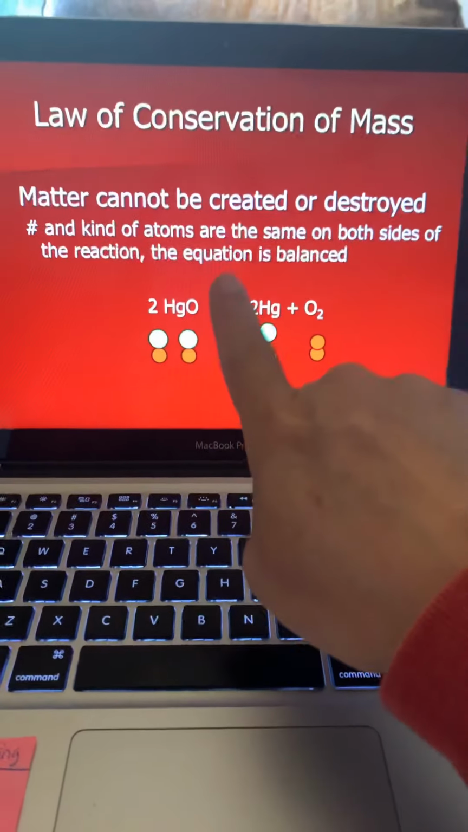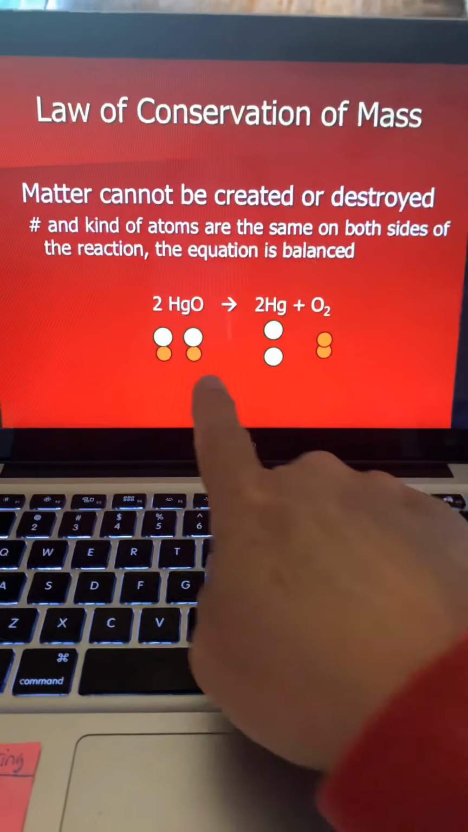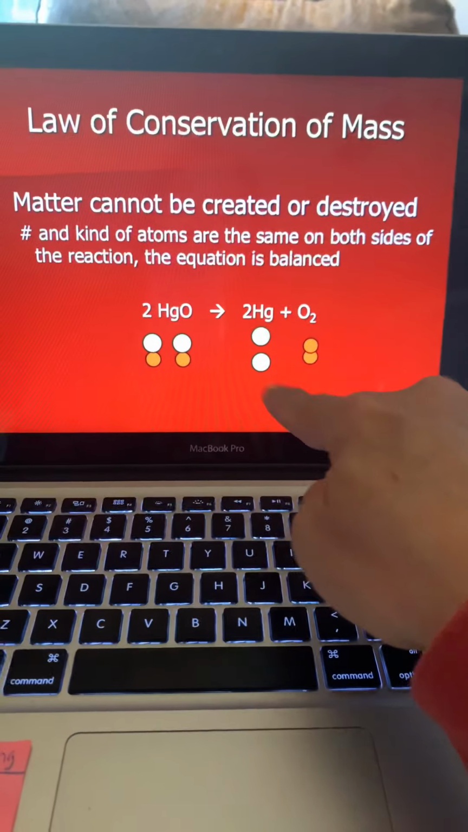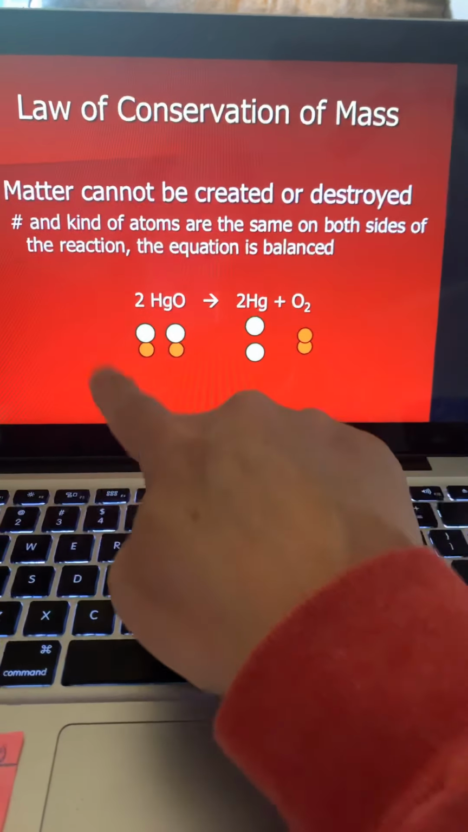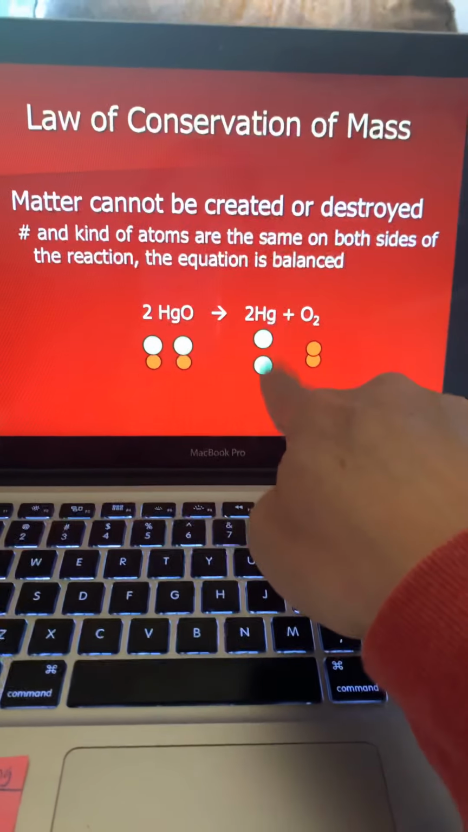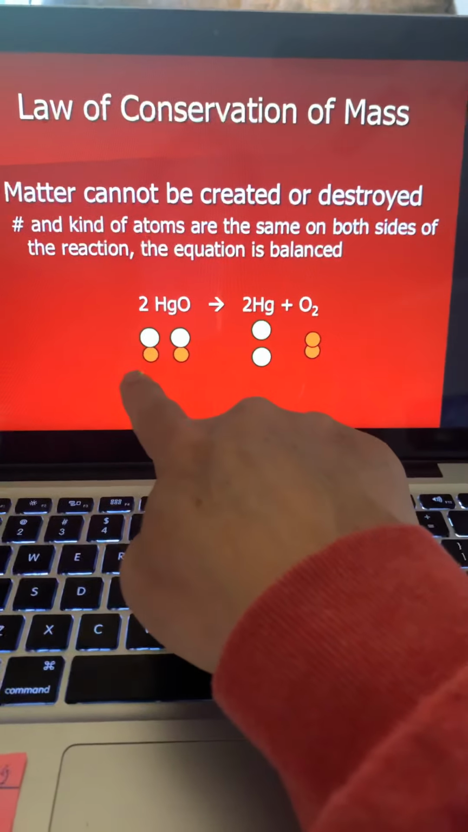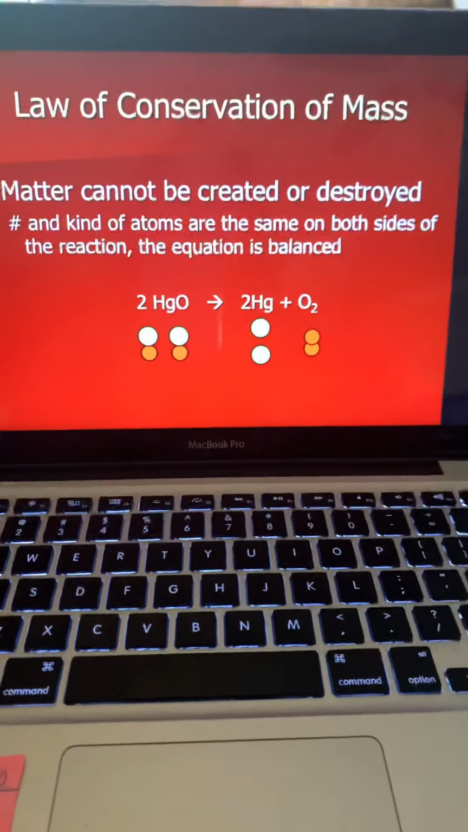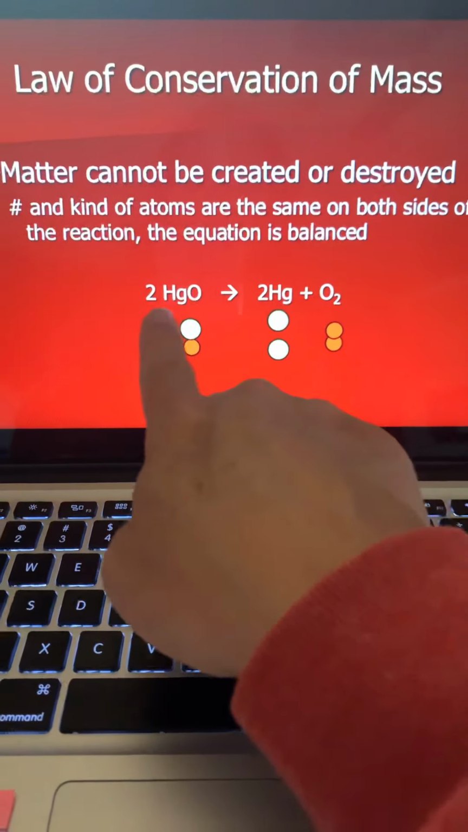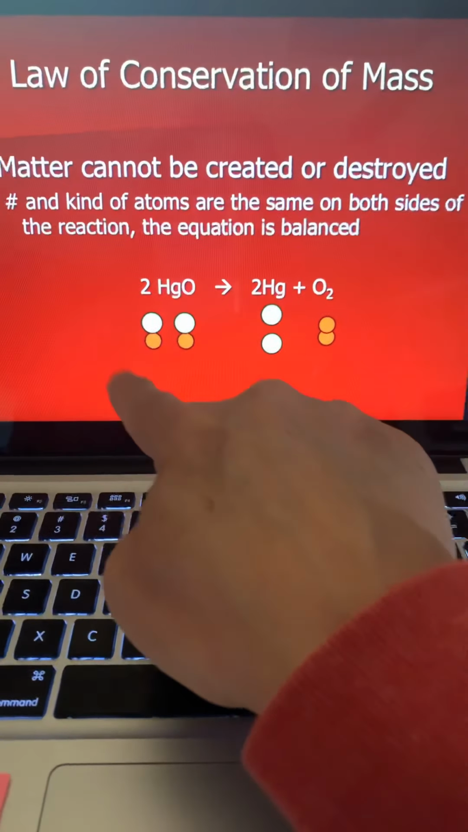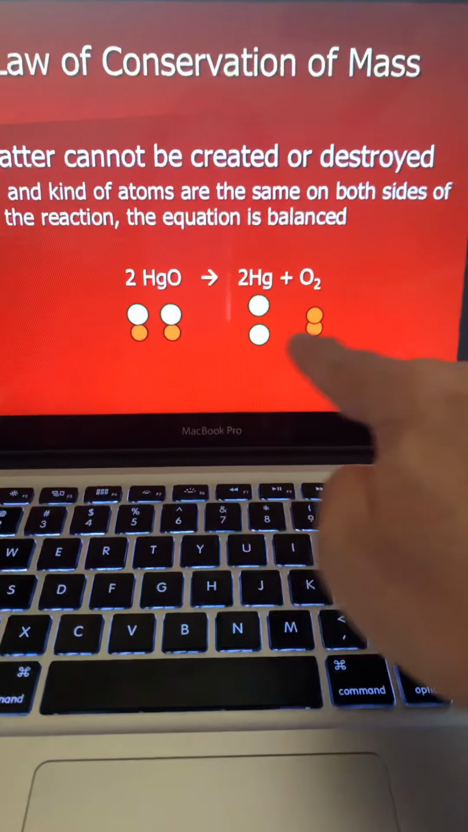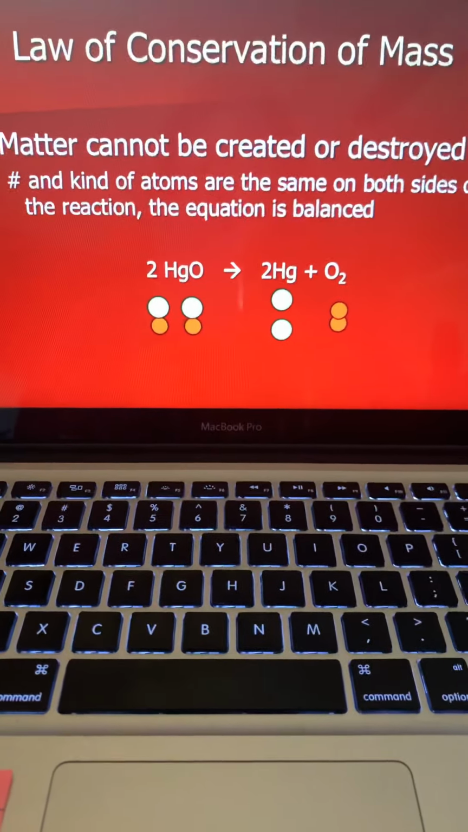All right, same thing here. Matter cannot be created or destroyed. I know that the number and the kind of atoms are the same on both sides of the reaction. This makes the equation balanced. 2 greens on the left, 2 greens on the right. 2 oranges on the left, 2 oranges on the right. That makes it a balanced equation. Likewise, it also would weigh the same. If the left side has the same atoms as the right side has, then they would both weigh the same.